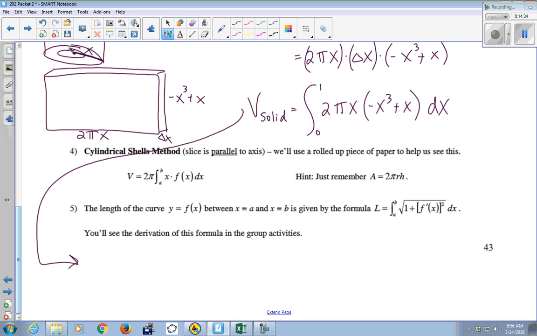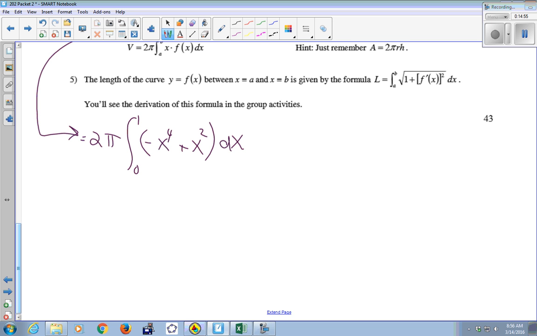Okay, so I'm going to pull the 2 pi out and I'm going to distribute the x. So this becomes 2 pi times the integral from 0 to 1 of negative x to the 4th plus x squared dx. Take the antiderivative. So I have 2 pi times negative x to the 5th over 5 plus x cubed over 3, evaluated from 0 to 1.